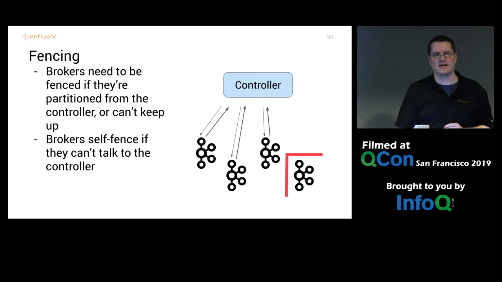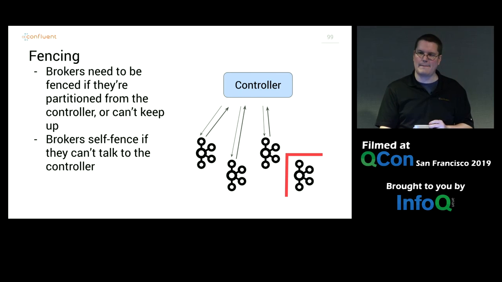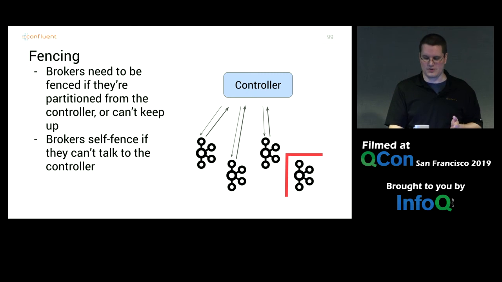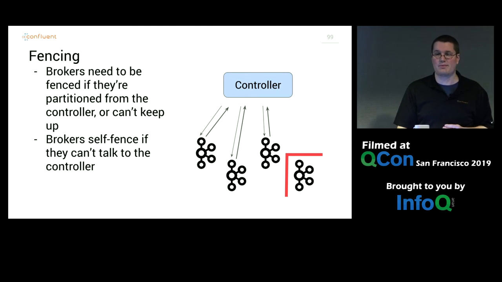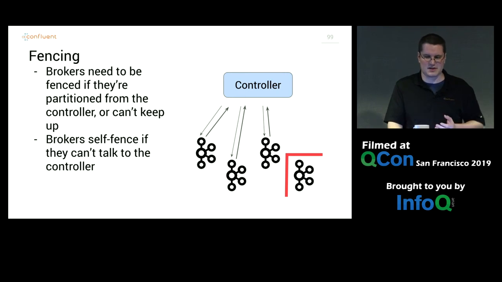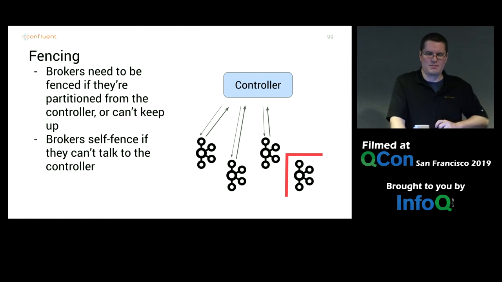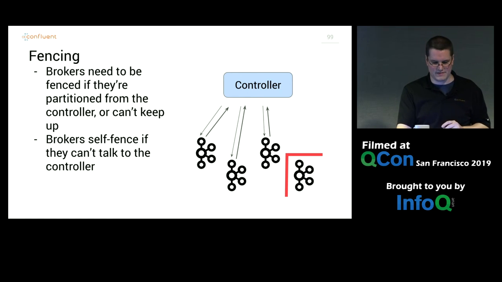Fencing is an important topic in general. So if brokers can't keep up with the metadata updates that are happening, they need to be removed from the cluster, because otherwise they're going to be propagating really old information. And brokers should also self-fence if they can't talk to the controller. So this closes off a lot of the problem scenarios that we've had in the past. There's a lot of different types of fencing in Kafka, and I couldn't possibly talk about all of them, but this is a very important one.